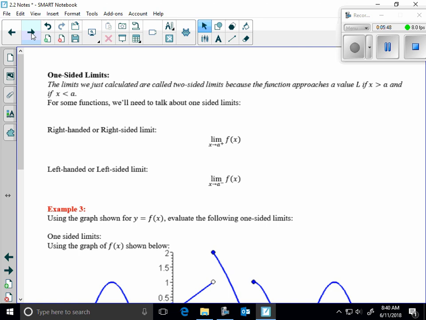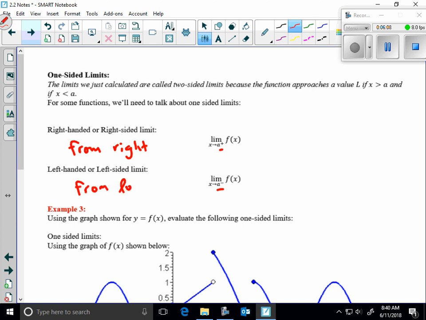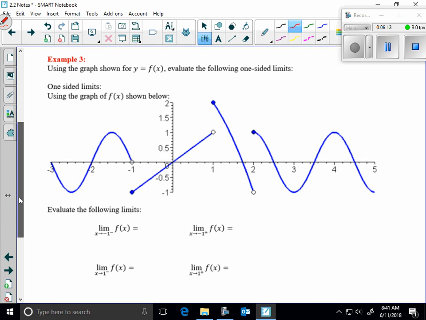So for a right-handed or right-sided limit, you'll see a plus. It'll be approaching a with a plus in its superscript. That just means approaching it from the right. And then for the left-handed limit, you'll see a negative symbol up there in the superscript. That means we're coming from the left. Okay, so pretty simple notation. Let's use that on our next diagram here.